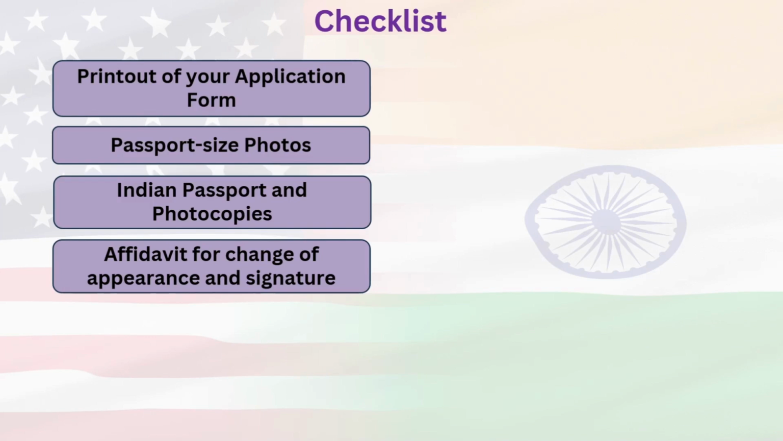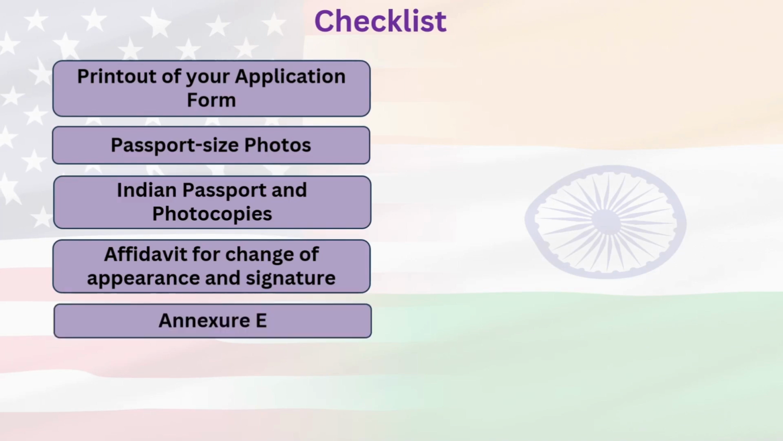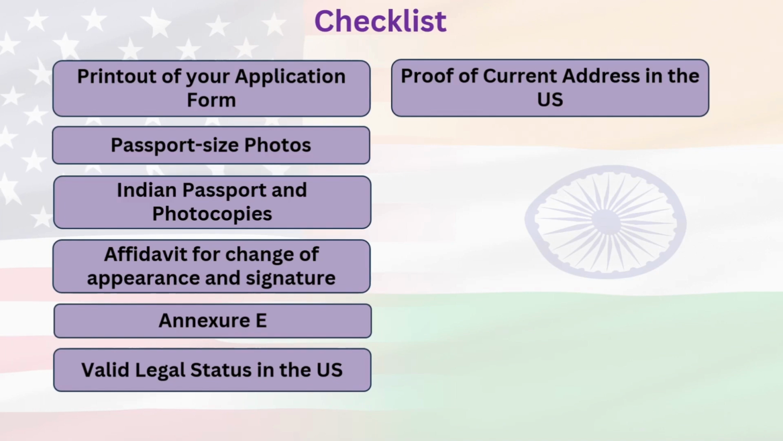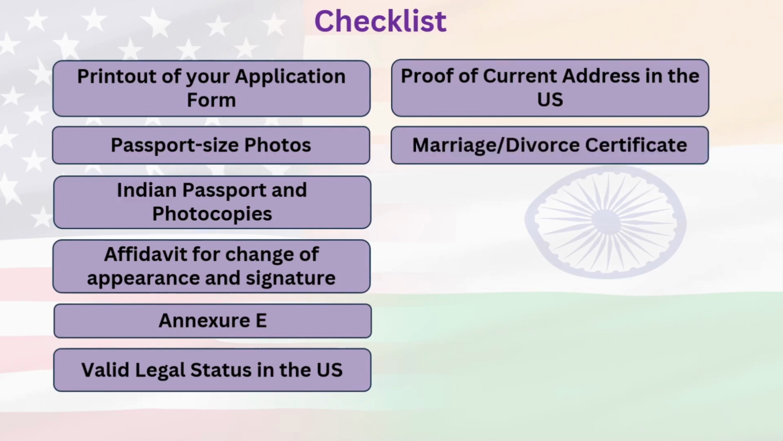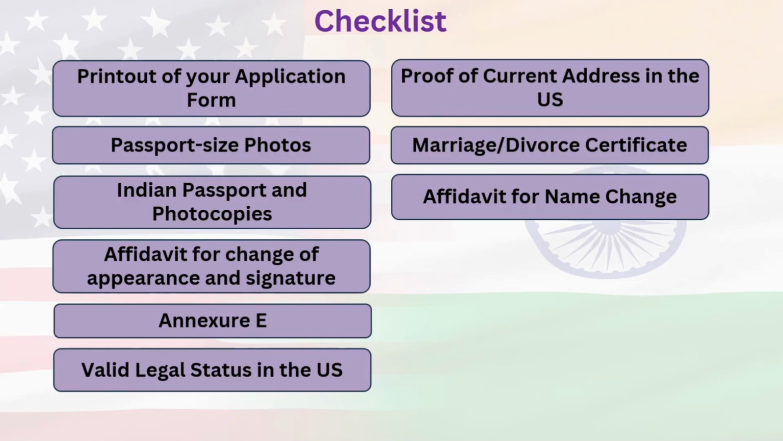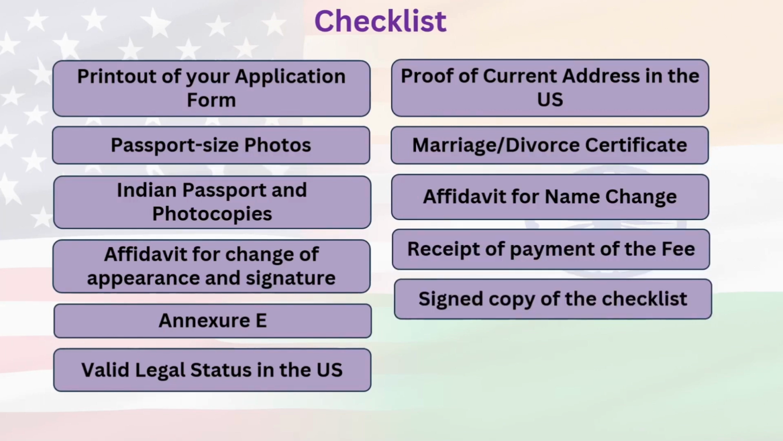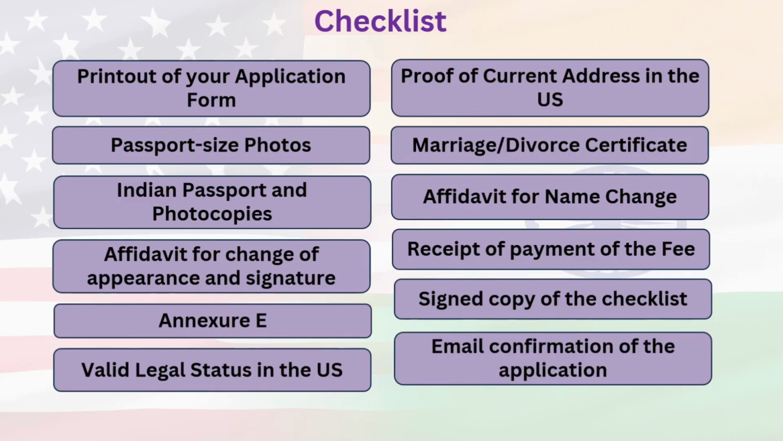Notarized copy of Affidavit of Change of Appearance. Annexure E, proof of valid status in the U.S., such as a green card, visa, etc. Proof of address in the U.S., such as a driver's license or state ID. Marriage or divorce certificates based on your condition for name change. Affidavit for name change. Receipt of payment of the fee, signed copy of the checklist and email confirmation of the application.